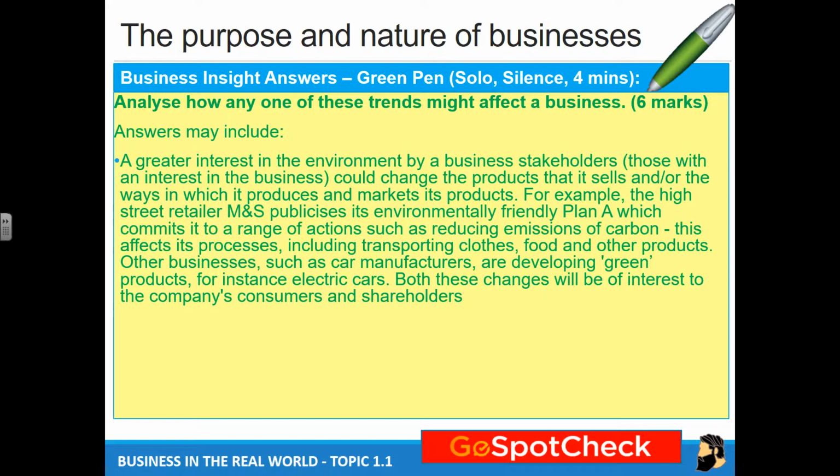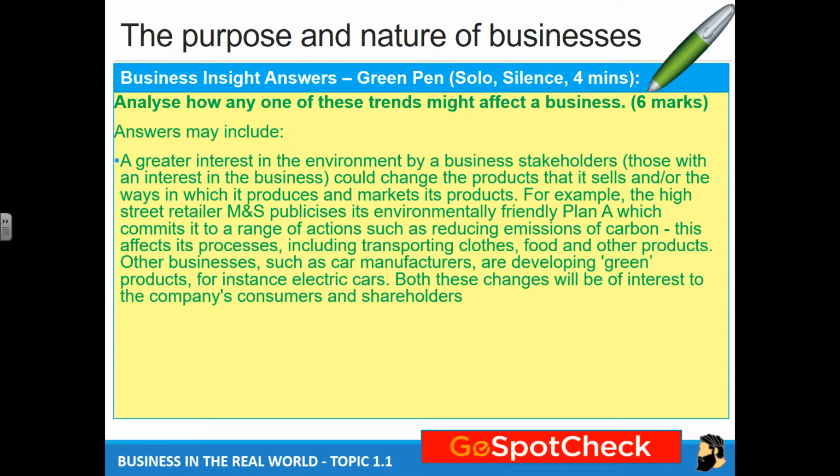For example, the high-end street retailer M&S, Marks and Spencer's, publicizes its environmentally friendly Plan A, which commits it to a range of actions such as reducing emissions of carbon. This affects its processes, including transporting clothes, food and other products. Other businesses such as car manufacturers are developing green products, for instance electric cars, as I mentioned earlier on. Both these changes will be of interest to the company's consumers and shareholders.